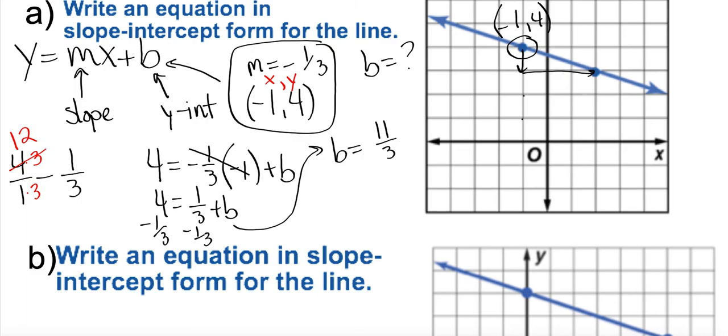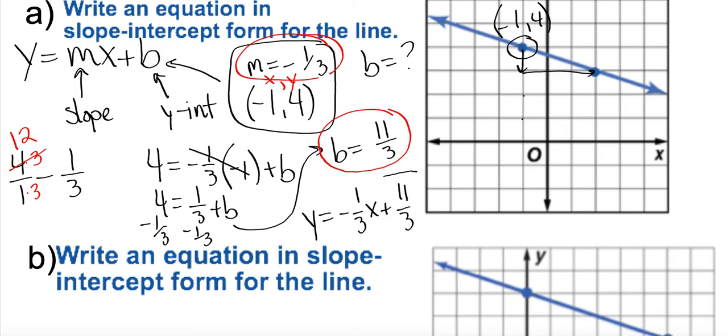Now, I don't technically have my equation yet, but I have everything I need. I have my slope, I have my y-intercept. We just write it out with those two things in there now. So y equals -1/3 x plus 11/3. That's the equation of this line. Okay, so 11/3 is about, what is it, 3 2/3. So 1, 2, 3, and that must be 2/3 right there.